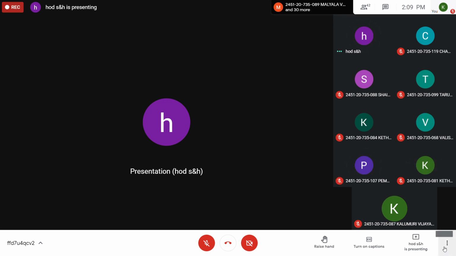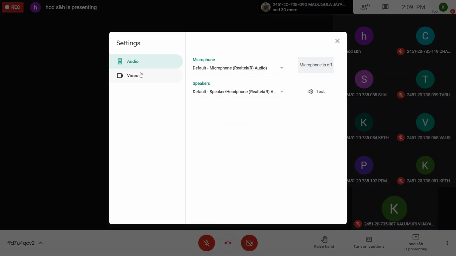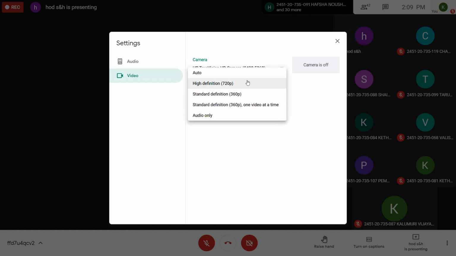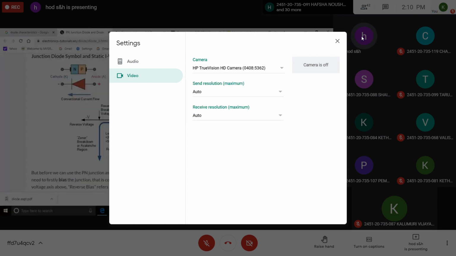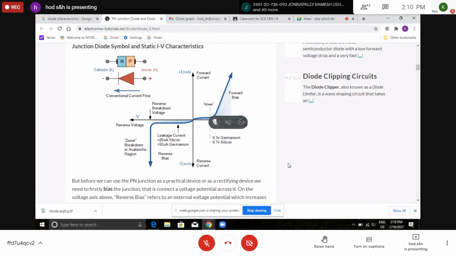So, as a gist of the experiment, the aim is to draw the characteristic curves of a PN junction diode, and also to calculate the resistance of the diode in both forward bias and reverse bias. Semiconductors are divided into intrinsic semiconductors and extrinsic semiconductors.